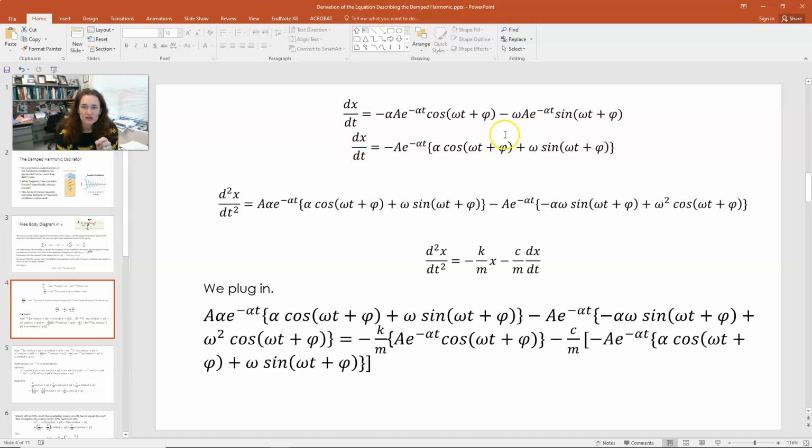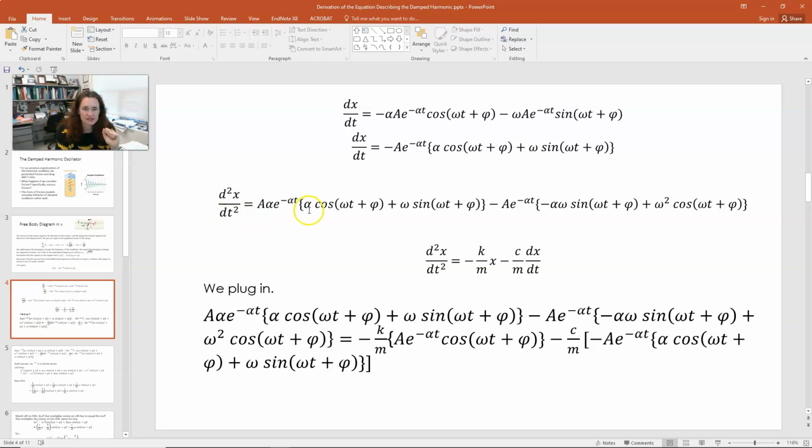So now I'm going to rearrange some terms, make it a little easier to look at and deal with, and I'm going to pull the A e to the minus alpha t out, okay? And everything's negative, so I'm going to pull a minus sign out too. So I've got dx dt is equal to minus A e to the minus alpha t, now times, right, alpha cosine omega t plus phi plus omega sine omega t plus phi. All right, now I need to take the derivative of dx dt so that I can get my second order derivative of x with respect to time.